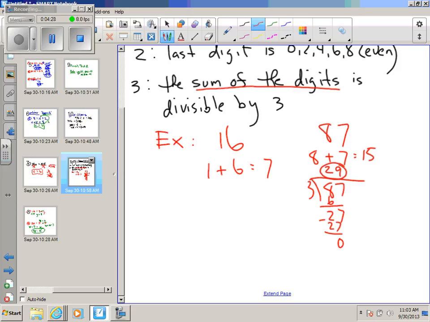Someone want to give me a 3-digit number? Let's try another example. Edson. 3 digits. Oh, sorry. 980? 980. Okay, so let's add the digits. 9 plus 8 plus 0 is 17. Is 17 divisible by 3? No, then neither is 980. Okay? Did you get it?